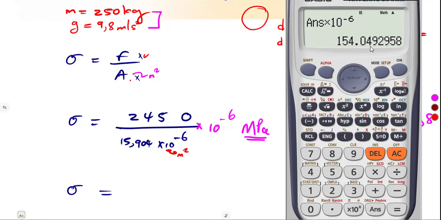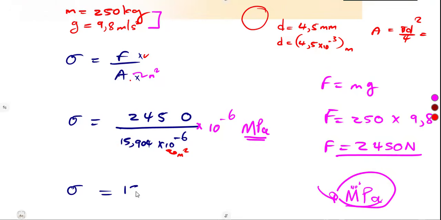So this is what we're going to have. It's going to be 154.049, automatically like that. 0.549 in megapascal.